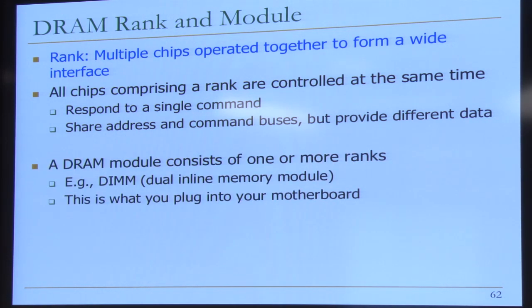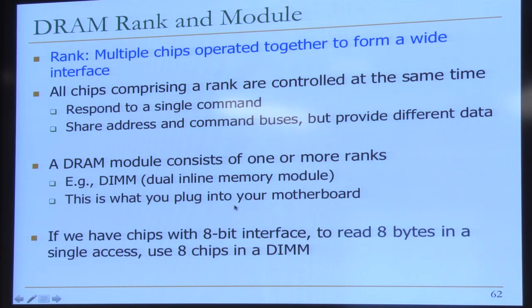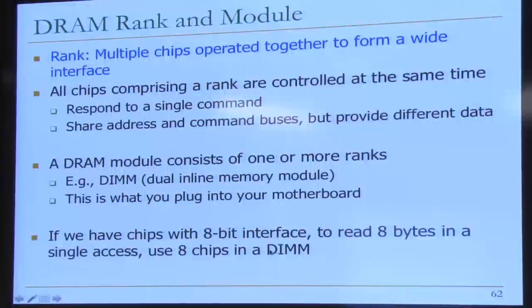And we know the reason for this, right? Basically, this way you can manufacture the chip to be much cheaper. A DRAM module consists of one or more ranks. For example, a dual inline memory module. This is what you plug into your motherboard, basically. And if you have chips with an 8-bit interface, to read 8 bytes in a single access, we use 8 chips in a DIMM, right? That's how you get 64 bits in a single access. Okay? And if you do 8 accesses, you'll get 64 bytes, which is a cache line in many systems today.